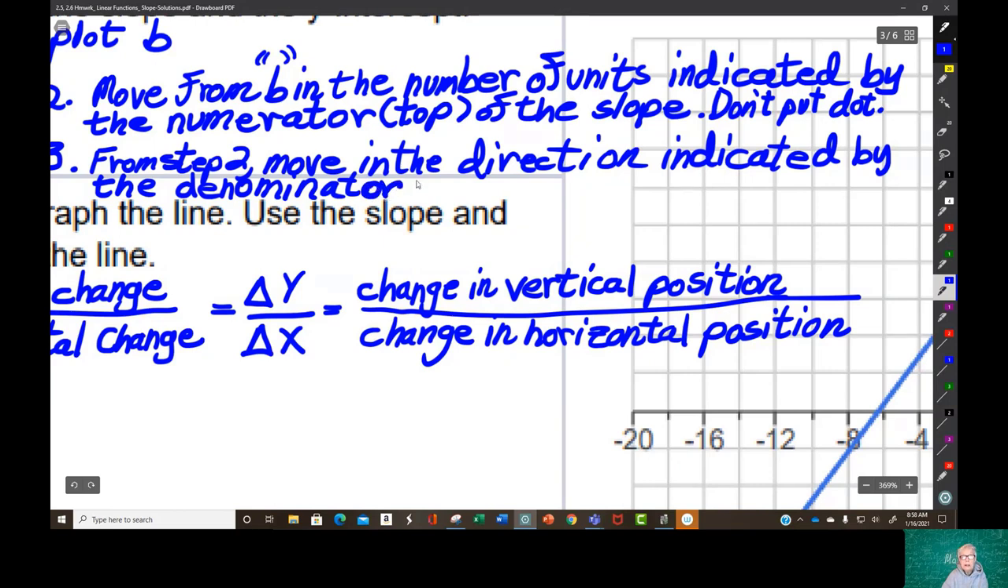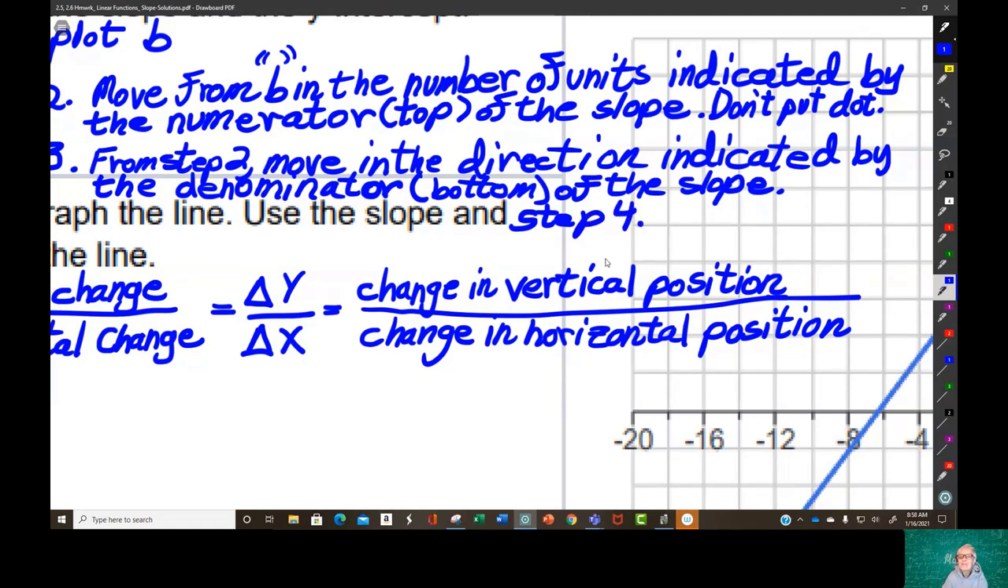The denominator, yeah, which is the bottom of the slope. All right, now I'm gonna write step four out here because there's no room. Step four. Put a dot. And that should be capitalized, shouldn't it? Then I guess there's a step five, draw a line.